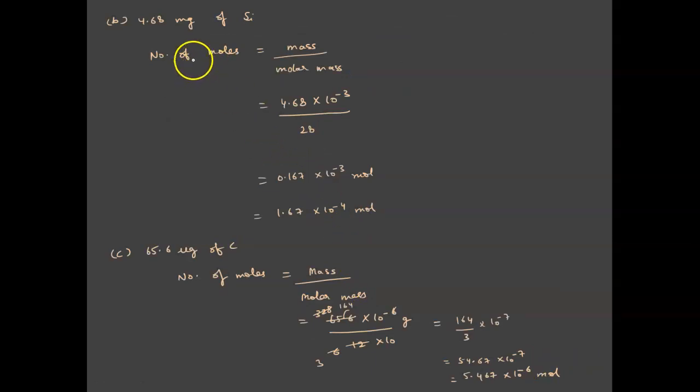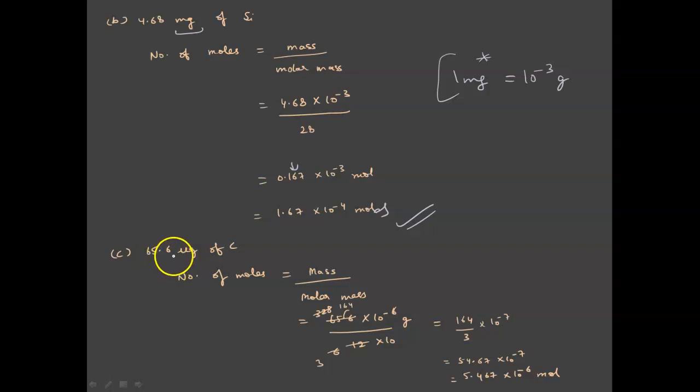Now comes 4.68 mg of silicon. We need the number of moles. The mass is 4.68 and this is in milligram, and you know that 1 milligram is equal to 10 to the power minus 3 gram. I have told you earlier. So this is 4.68 into 10 to the power minus 3 divided by 28. Solving, we got the answer 0.167 into 10 to the power minus 3. So we have to move the decimal one place toward the right, so 1.67 into 10 to the power minus 3 minus 1, that is minus 4 moles.